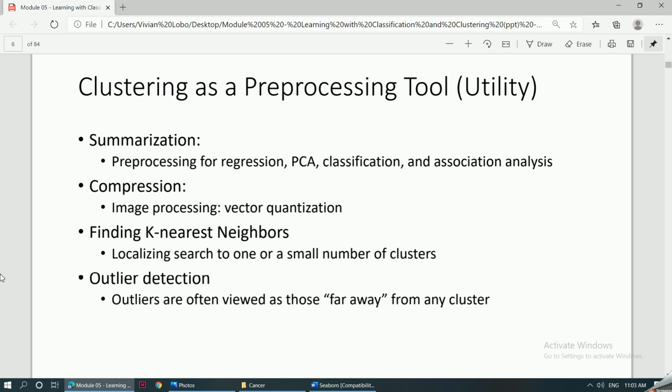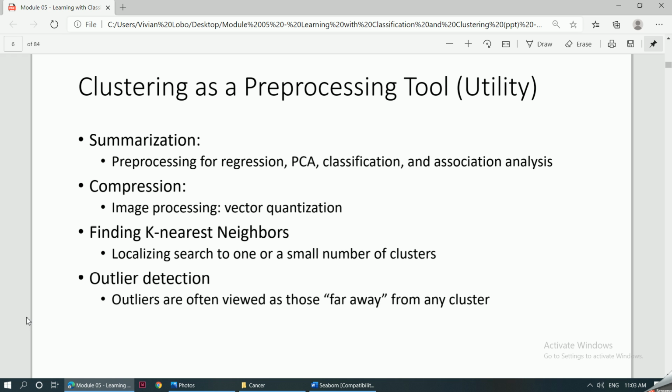Then there is a technique which is used for performing clustering, which is the famous KNN algorithm, K nearest neighbor. In this algorithm, we localize the search to one or a small number of clusters. So data points are placed in a particular cluster according to their similarity. So a particular format is followed in the algorithm KNN. Another important aspect of clustering as a pre-processing tool is detecting outliers. Outliers are often viewed as those far away from any cluster.